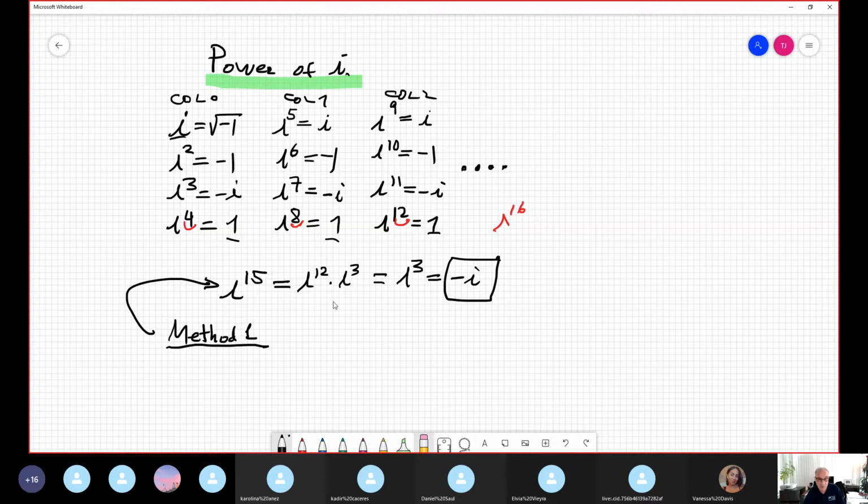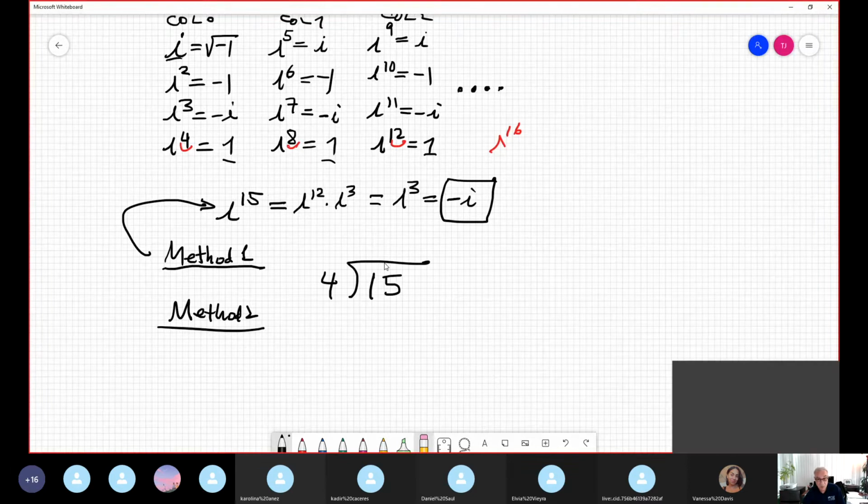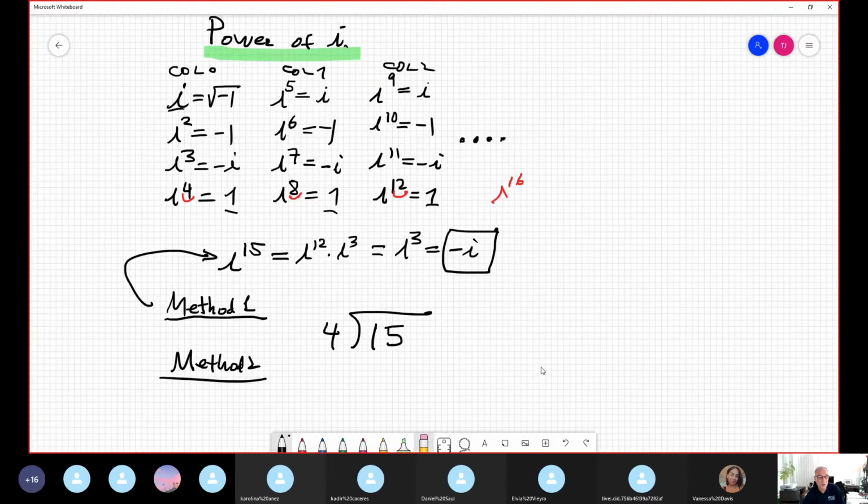Some people like another method, which is easier in my opinion. Method 2 is to divide the power given, 15, by 4. Why by 4? What is the reason I divide by 4? Because this pattern is repeated 4 by 4. I try to investigate what happened when it's a multiple of 4.